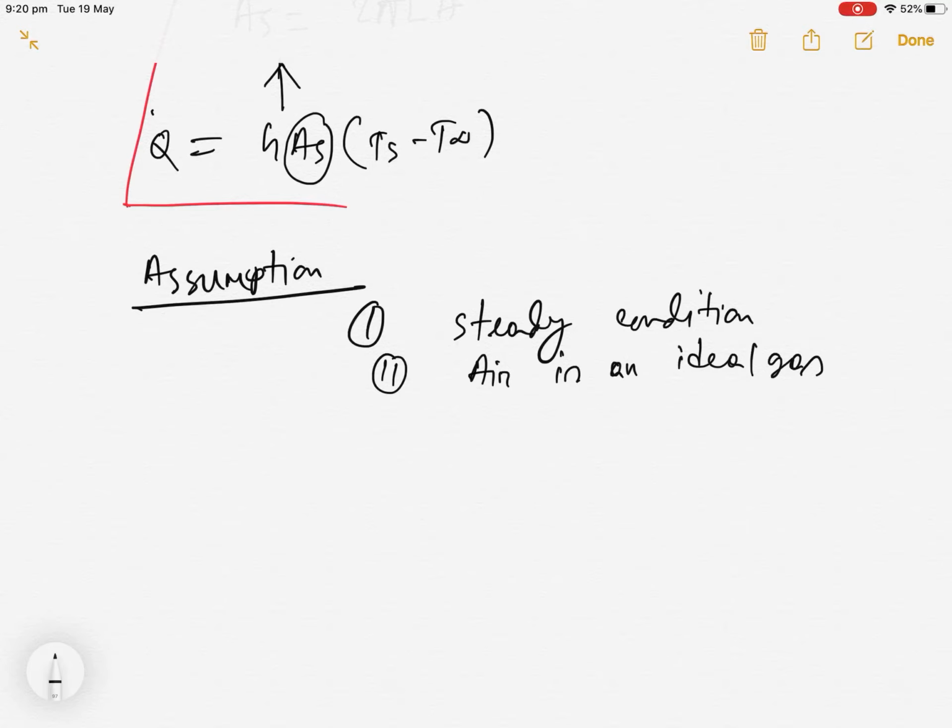The thickness, if you see from the figure, is very small compared to the spacing, so we can neglect it, and the optimum fin spacing relation is applicable here. So that's our third assumption. I'm not writing it here: thickness is smaller than the spacing.